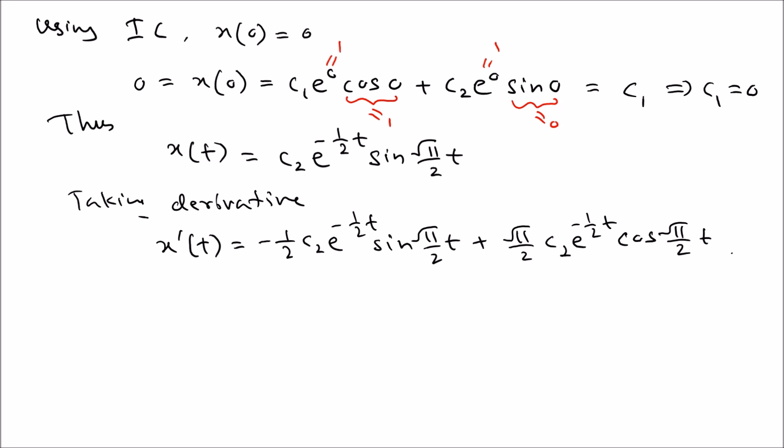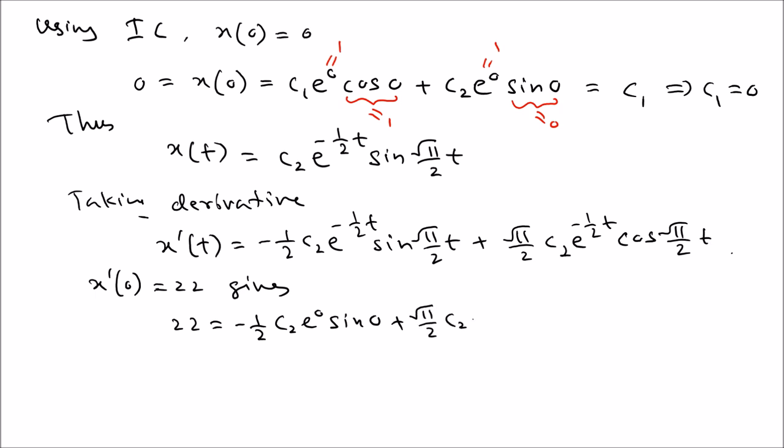Now we apply the condition. So x prime 0 equal 22 gives 22 equal negative 1 half c2 e to the 0 sine 0 plus square root 11 over 2 c2 e to the 0 cosine 0. That means as before, this is gone, this is 1, so you're going to get square root 11 over 2 c2. So that's going to give you the c2 value. So this says that c2 equals 44 over square root 11, in other words 4 square root 11. Okay, that's the c2 value. So therefore we have the solution now.